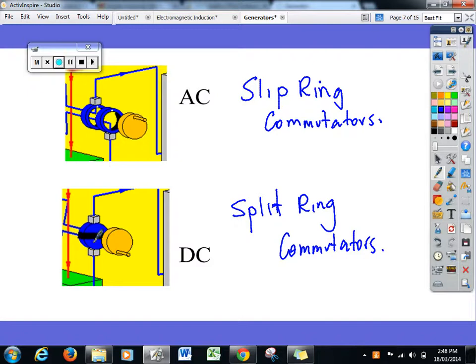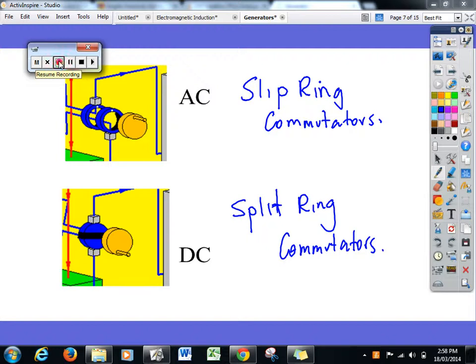We know that the two brushes in the split ring, the DC commutator, get in contact with different parts of the coil each time the half turn happens. This one up here is always in contact with the same part of the coil. Okay, very ingenious device, but they give you two different types of current. And we're going to pause there, we're going to actually have a look at these in a dynamo at the back. So let's just pause there.